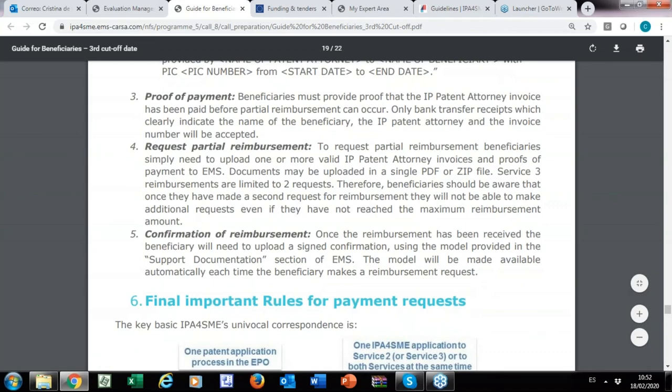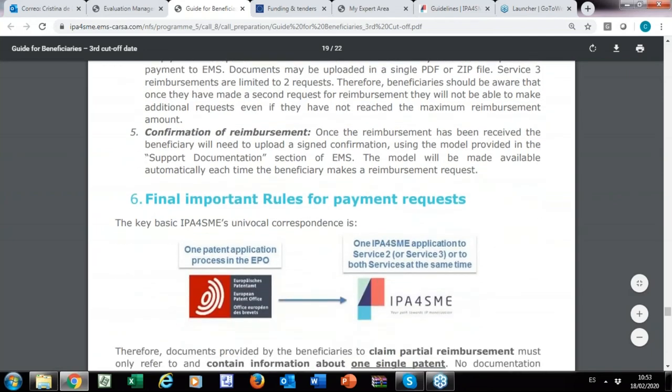Request partial payment movement. As I was telling you, you can upload a single PDF with all the invoices and proofs of payment, or make a zip file with all the documents together and upload it in the EMS platform. And a confirmation of reimbursement: once we've made the payment to you, you fill in this acknowledgment of receipt, and you upload it in the EMS platform again.